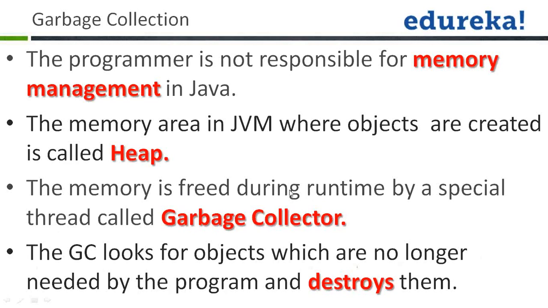Now that JVM, as I told you, has a thread which is called the garbage collector, and for your information, garbage collector is also termed as daemon thread. It is said to be a daemon thread because it destroys objects, it kills objects which are no longer used. The garbage collector looks for objects which are no longer needed by the program and destroys them. As I said, objects no longer referenced by any program or process are waste. So garbage collector goes and destroys all those objects, okay?